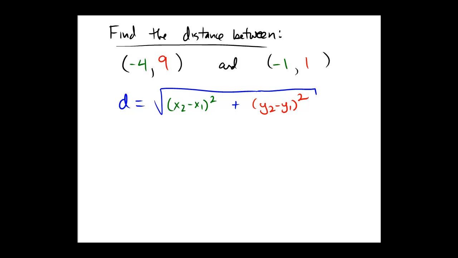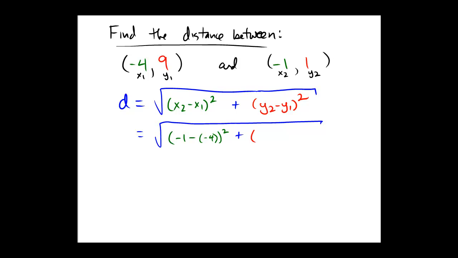So coming back up to the points that we have up here, now I'm going to label this as x1, y1, and x2, y2, so that I can just feed these directly into the formula. x2 is -1, x1 is -4, squared, plus y2 is 1 and y1 is 9, squared.